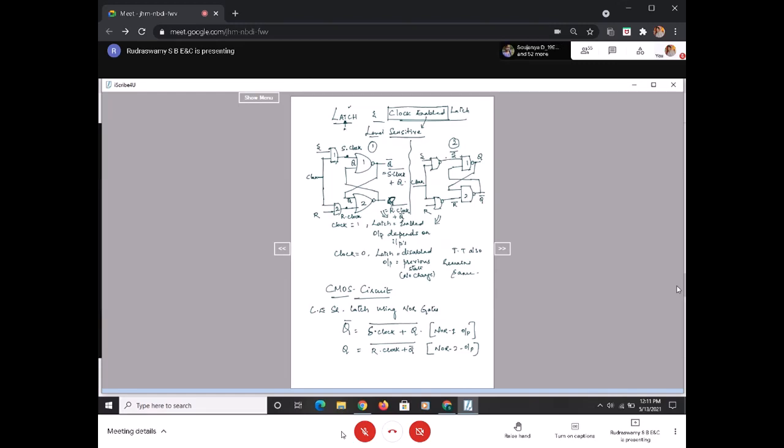Can I write something like this? Fast. Yes. Hope this expression, what I am getting with respect to NOR gate 1 and NOR gate 2, is it right or not?